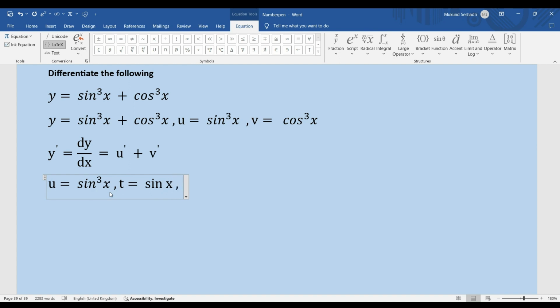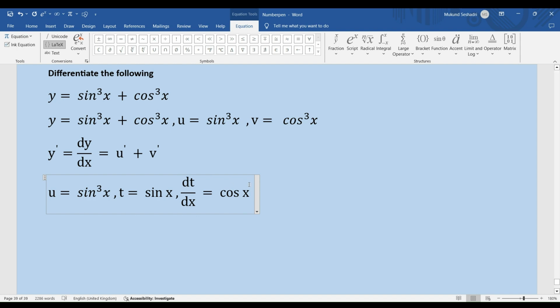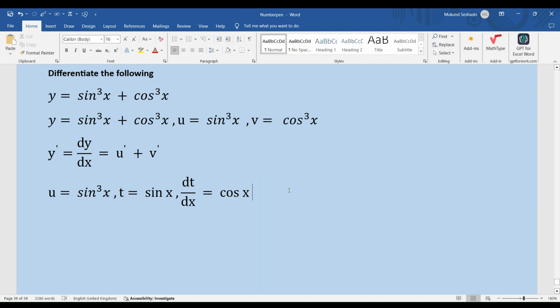And then I know what is my dt by dx, right? Which is from first principles. dt by dx equals d by dx of sine x, which is cos x, right? So I have my dt by dx, and then I go to my next step, right?